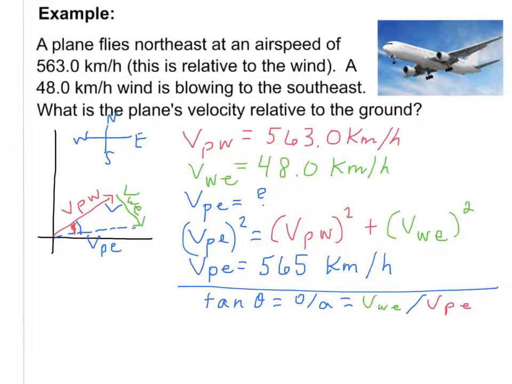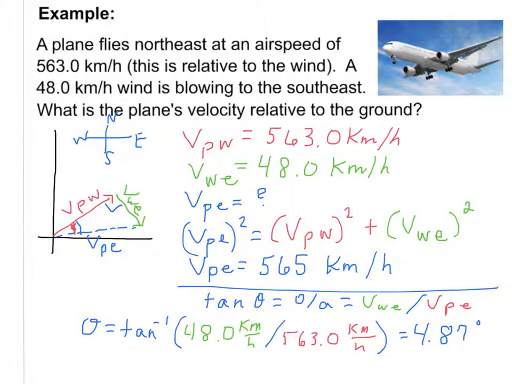Okay, so here is our equation. Remember the tangent of theta equals opposite over adjacent. I just abbreviated those. The opposite would be the velocity of the wind to the Earth, and the adjacent is the velocity of plane to Earth. So rearranging the equation for theta, theta is just the inverse tangent of the velocity of wind to Earth, which is this, divided by the velocity of the plane to Earth, which is that number. I end up with 4.87 degrees.